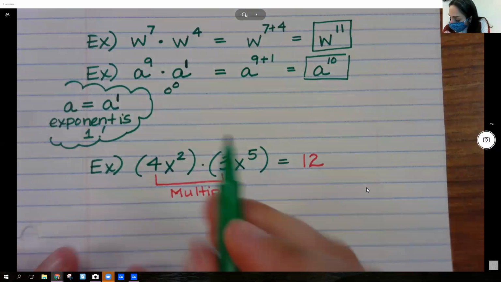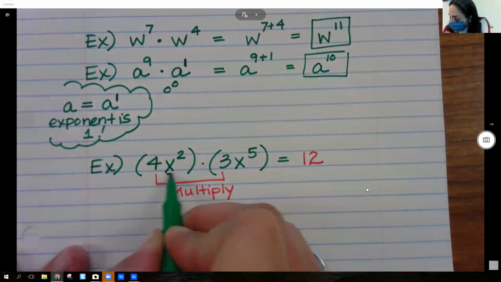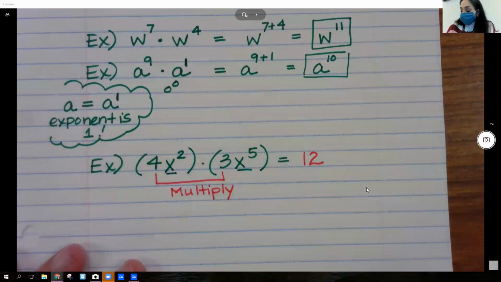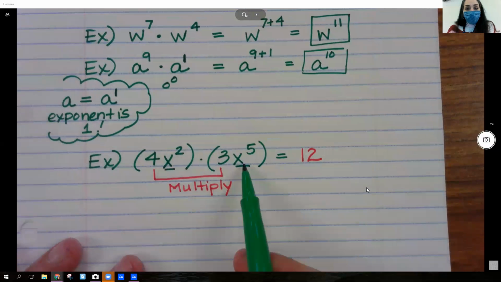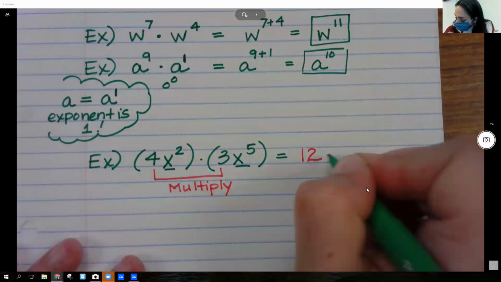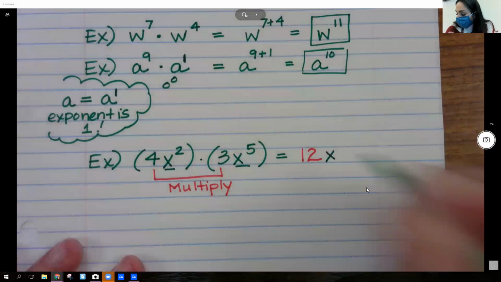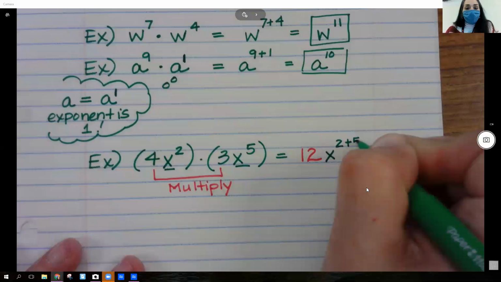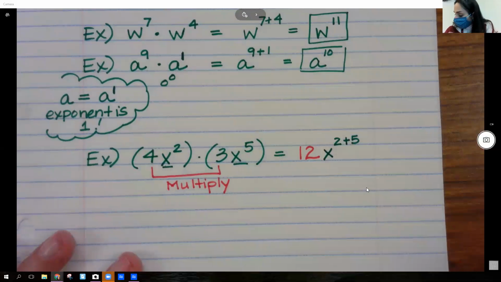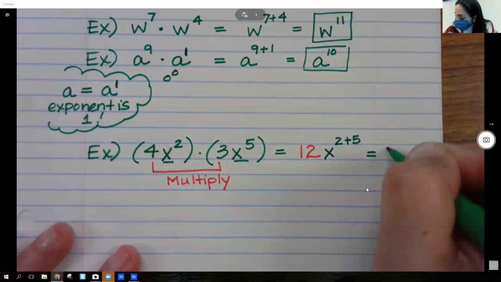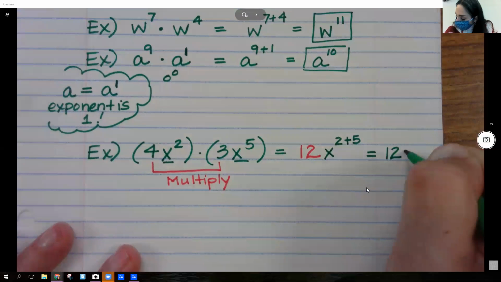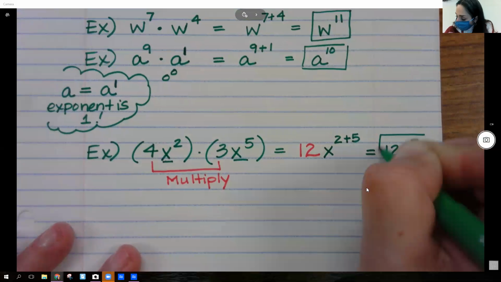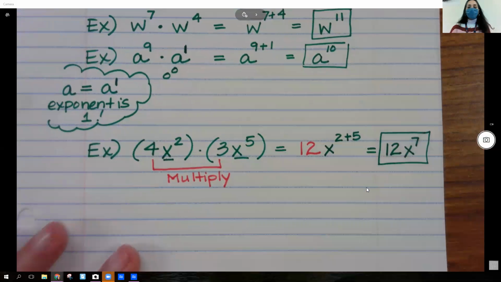This is the new stuff right here with the x squared and the x to the 5th. So see how you have the same variable, you have the same base. So you write down the x. And now you're going to take the 2 and the 5 and add them, just like that. So your final answer would be 12x to the 7th. And that's your final answer. There's nothing else that you can do with that. Okay?